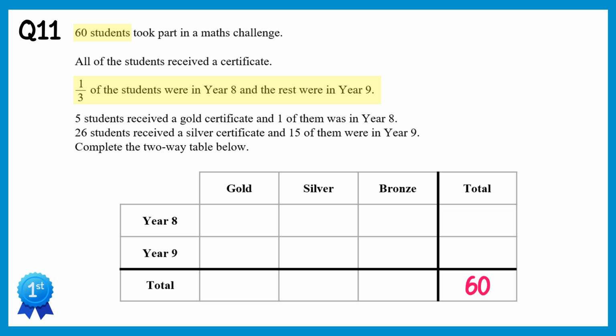So let's work out 1/3 of the students by doing 1/3 of 60. To do this, you can divide 60 by 3, which gives you 20. So 20 of those students must be in year 8. Let's put that into the table.